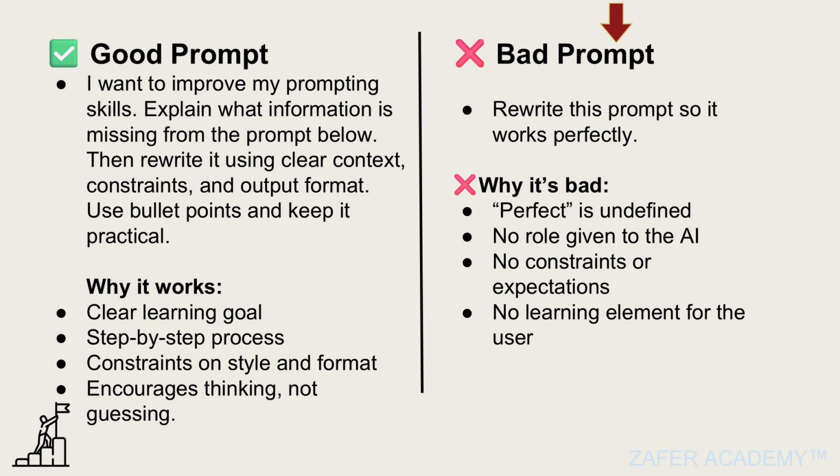Then we have a bad prompt. We write this prompt so it works perfectly. Why it is bad: perfect is undefined, no rule given to the AI, no constraint or expectation, no learning elements for the user. With what we are going to learn today, you should be able to kickstart your own learning journey with AI, right? Remember, our theme for the day is description. Describe what you want as best as you can, right?